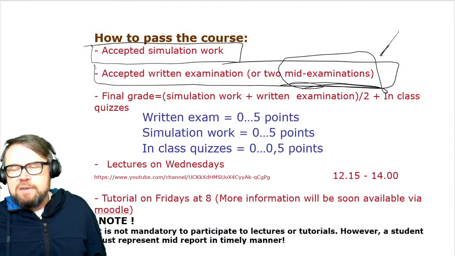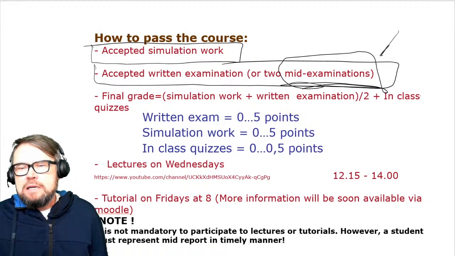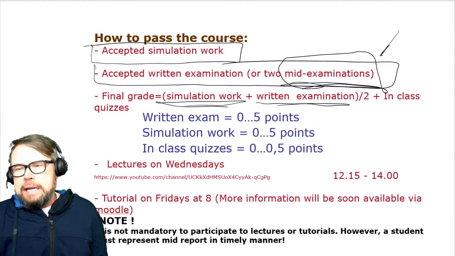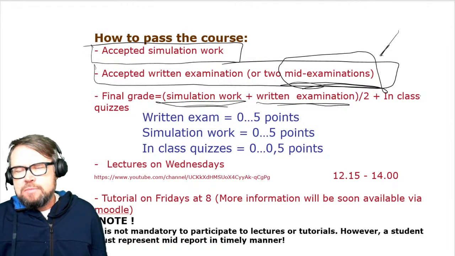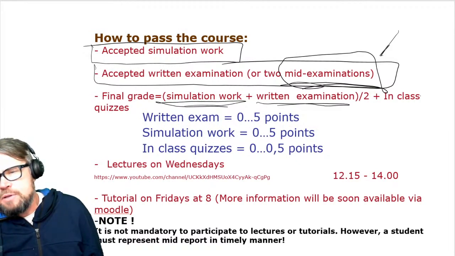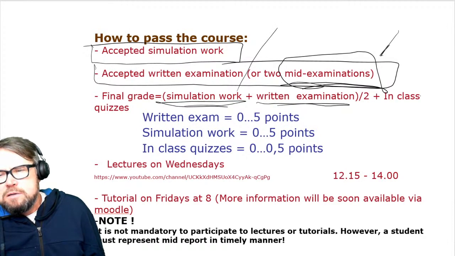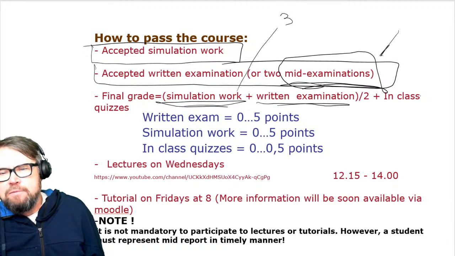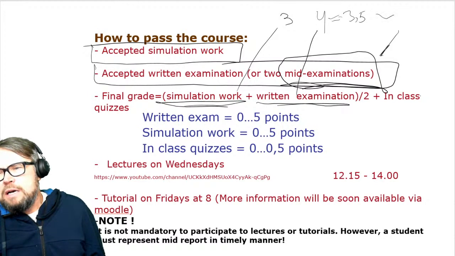Okay, then the final grade. How is that computed? It is computed so that the simulation work plus the written examination is divided by 2. So it's an average of these two items. Let's say that hypothetically you score 3 from the simulation work and 4 from the written exam. That's going to be 3.5, and it's always rounded up, so it's going to be 4.